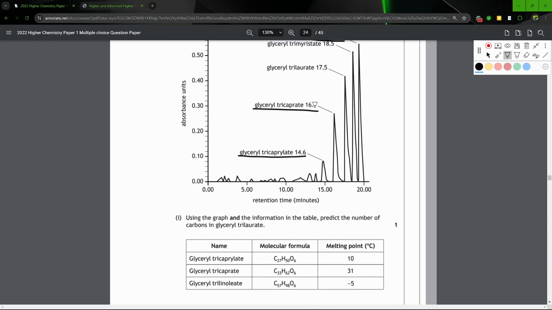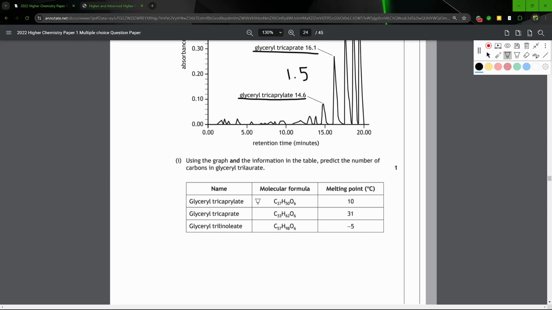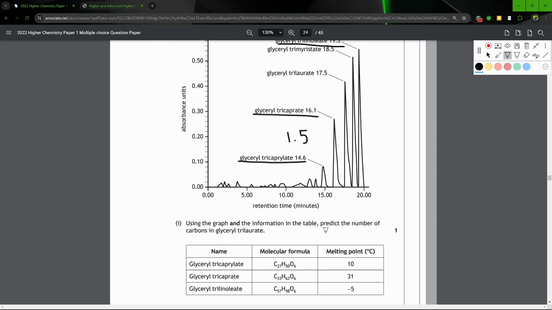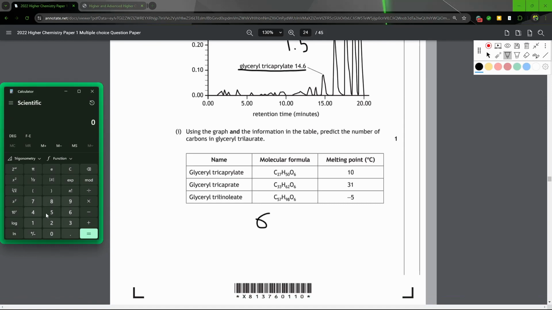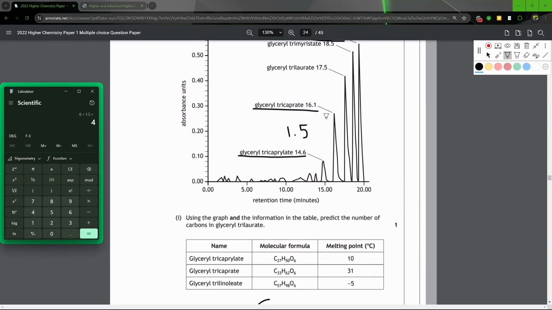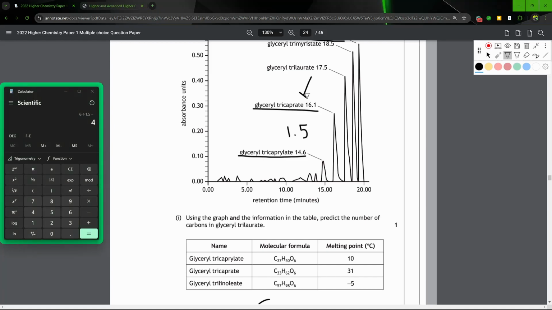But the difference between the retention times is 1.5, and the difference between the amount of carbons is 6. Okay, so if we pull up my calculator, 6 divided by 1.5, that means for every 1 minute of increase in retention time, you get 4 extra carbons. So we can use that because we know the difference in retention time between glyceryl trilaurate and glyceryl tricaprate, and that is 1.4.